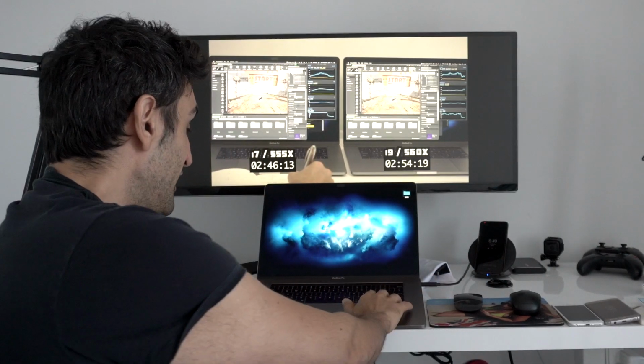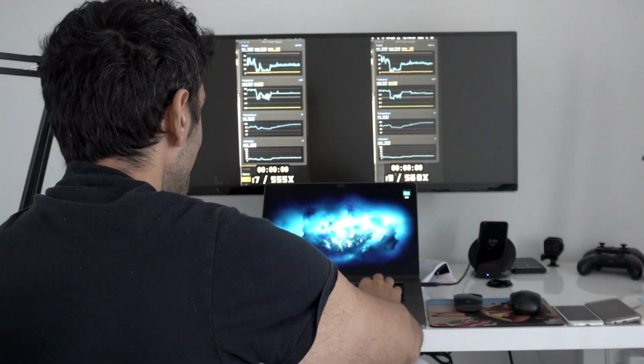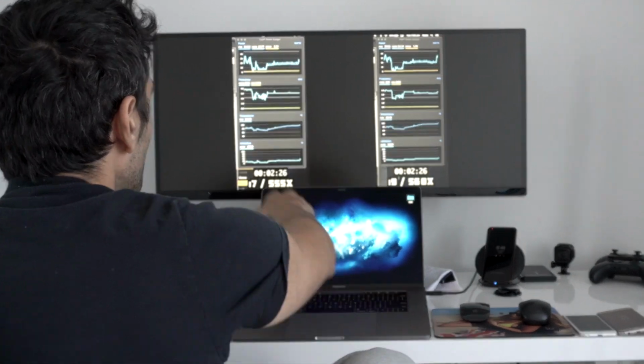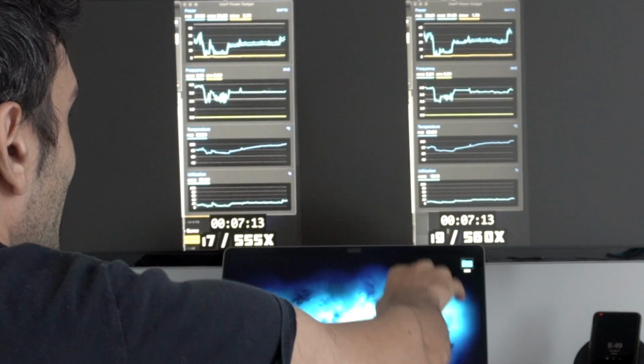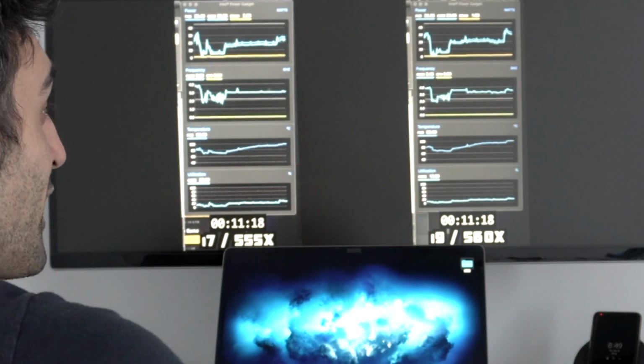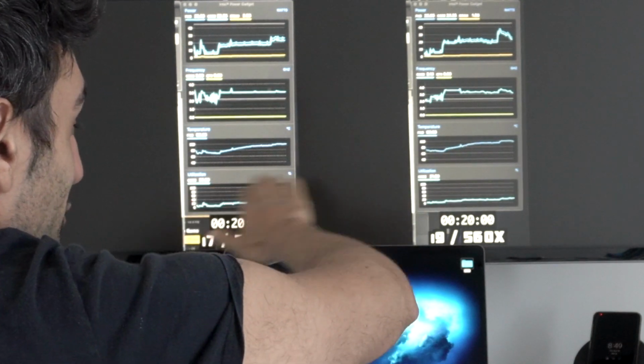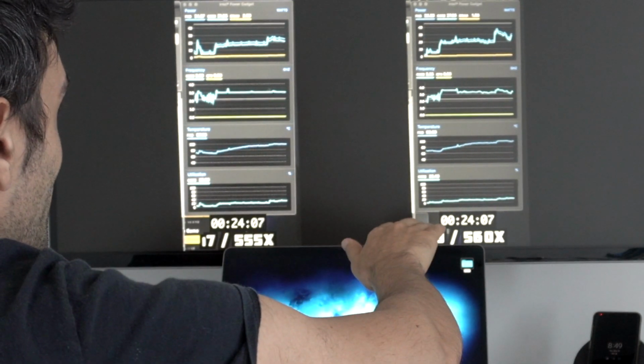So the one thing you have to remember is that the i7 I have is 32 gigabytes of RAM, whereas the i9 that I bought is only 16 gigabytes of RAM. So if we go through the video right here, we can see that at the beginning, the i7 was going 3 gigahertz, and the i9 was going 3.5 gigahertz. Both of them were going pretty much 100 degrees Celsius, so they were both getting maxed out on the heat.